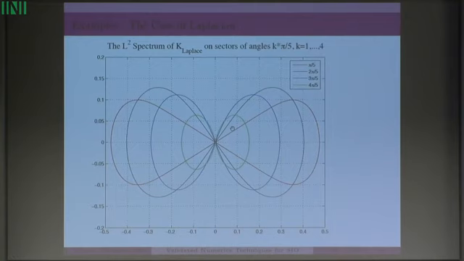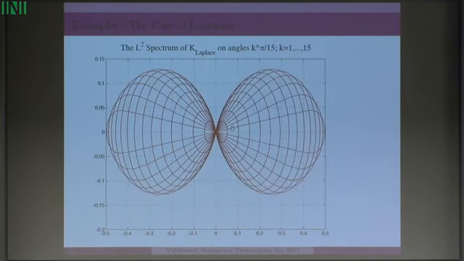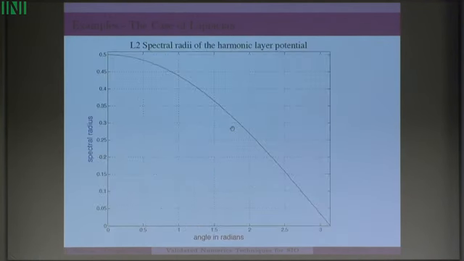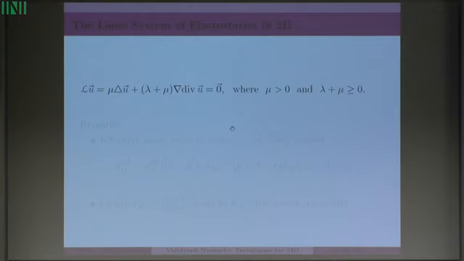This is L2 versus L3 now, and now I have 15 spectra plotted on the same line. But let me look here at the behavior of the spectral radius with respect to the angle in radians. The more acute the angle is, the larger the spectral radius is. And look also at the behavior of the spectral radius versus the integrability exponent. P equals 2 tends to be the worst case scenario. The spectral radius is the largest. All right.